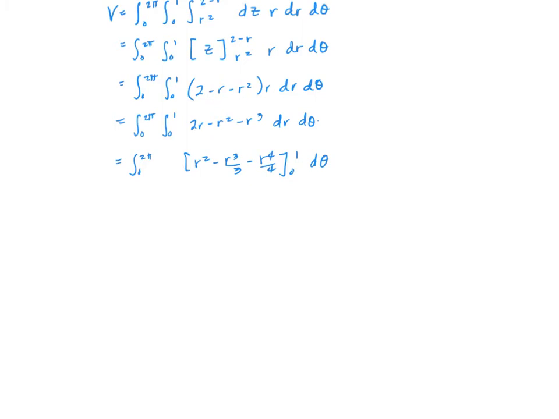So if I put in 1, this becomes 1 minus 1/3 minus 1/4, and then minus 0. Those fractions should be 5/12. And then our d theta, so we have 5/12 theta. And this is going to be 10 pi over 12, which will reduce to 5 pi over 6.